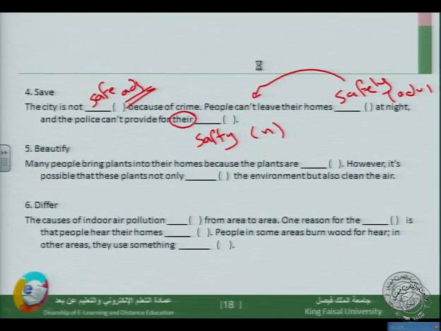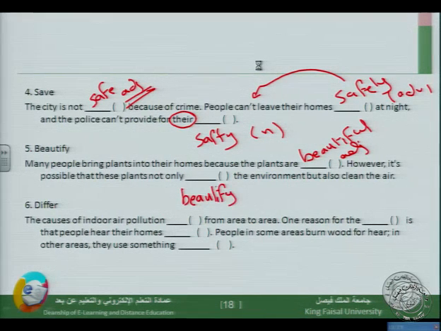Beautify. Many people bring plants into their homes because the plants are beautiful. Beautiful, adjective. However, it's possible that these plants not only beautify the environment but also clean. Notice now where the balance is. But also, or not only, always do some kind of balance between the structure.